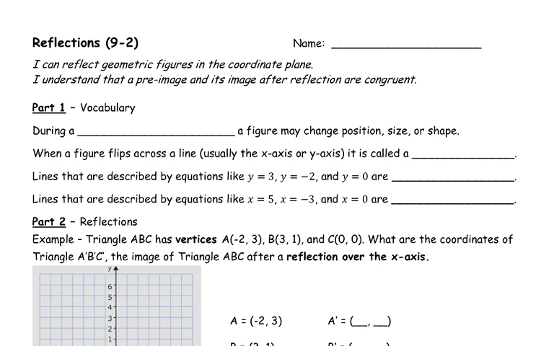This is a lesson on reflections from 9-2 in digits, and your objectives are to be able to reflect an image on the coordinate plane and to understand that a preimage and its image after reflections are congruent. So, some important vocabulary. Remember that during a transformation, you can change position, size, or shape. And when a figure flips across a line, usually the x or y axis on a coordinate plane, it is called a reflection. So a flip is called a reflection.